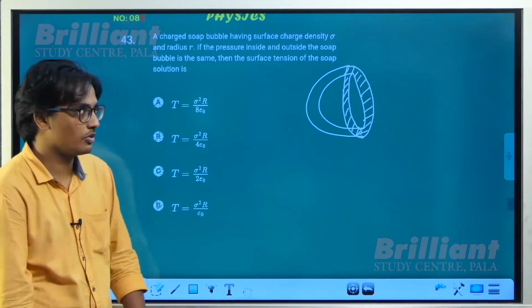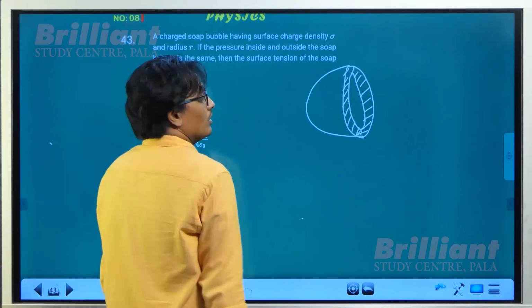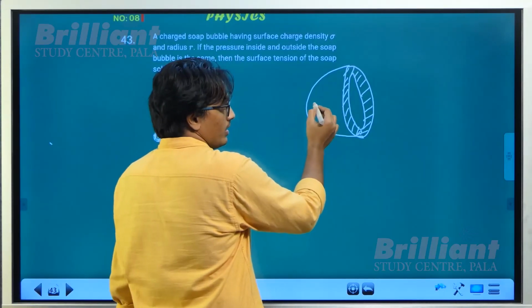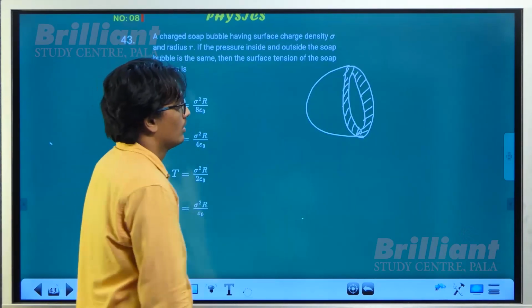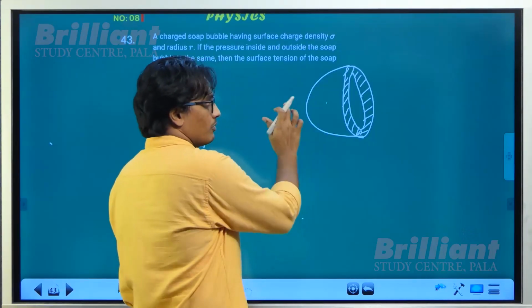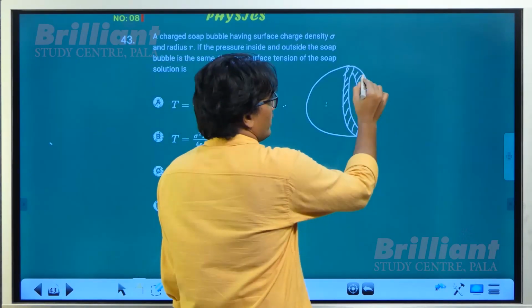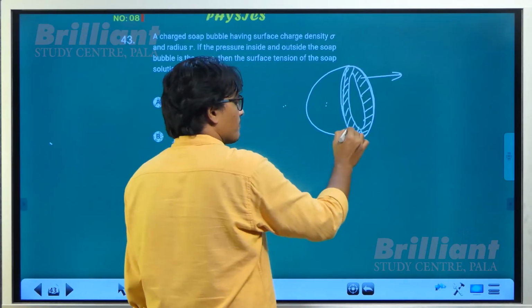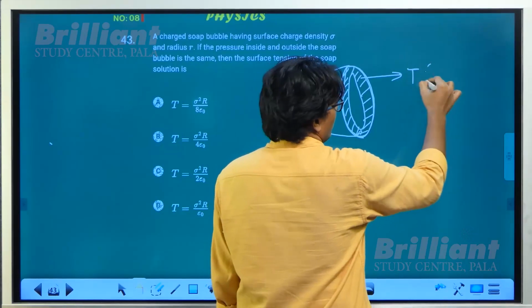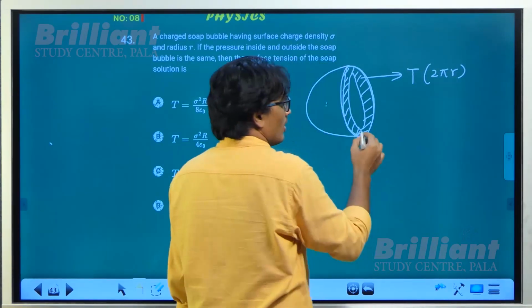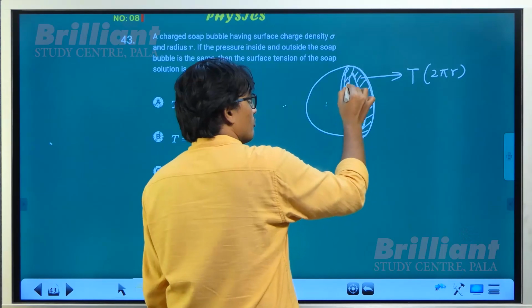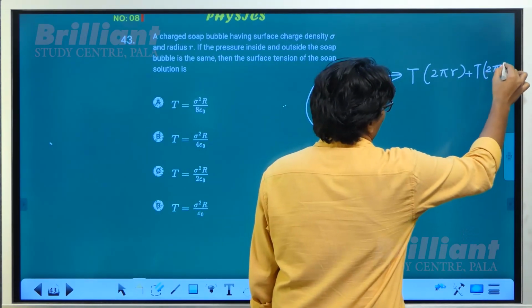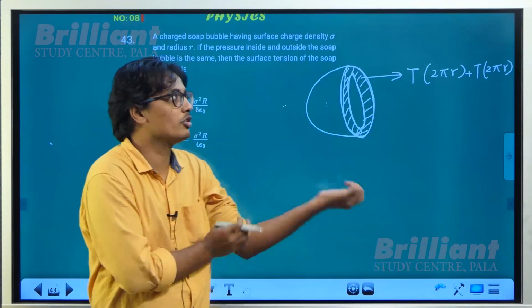It's a bubble, so it will have two surfaces like this. If you take half a bubble and draw the FBD, they are saying the inside pressure Pi is the same as the outside pressure. So these two forces will get cancelled. Forces due to pressures will get cancelled. Next there will be force due to surface tension. On the outer surface, the force due to surface tension is T into 2 pi r. On the inner surface, the force due to surface tension is again T into 2 pi r. This is the force due to surface tension.